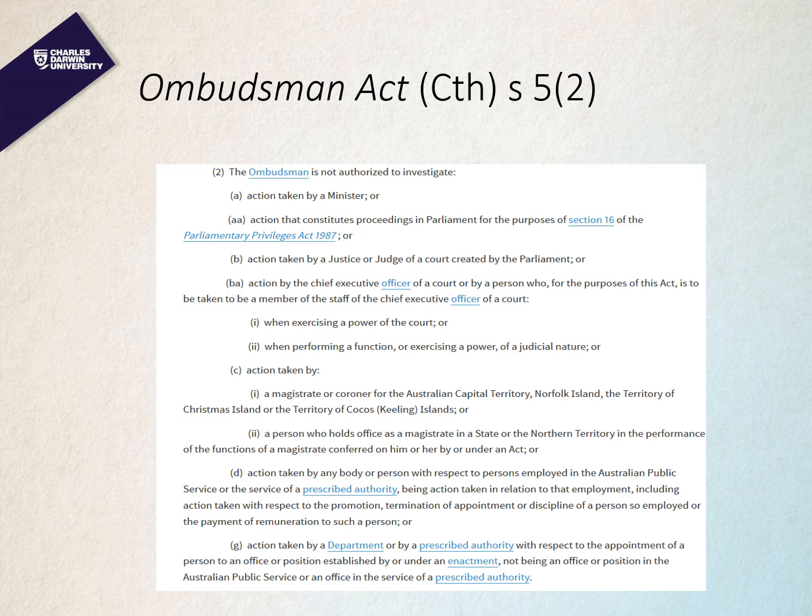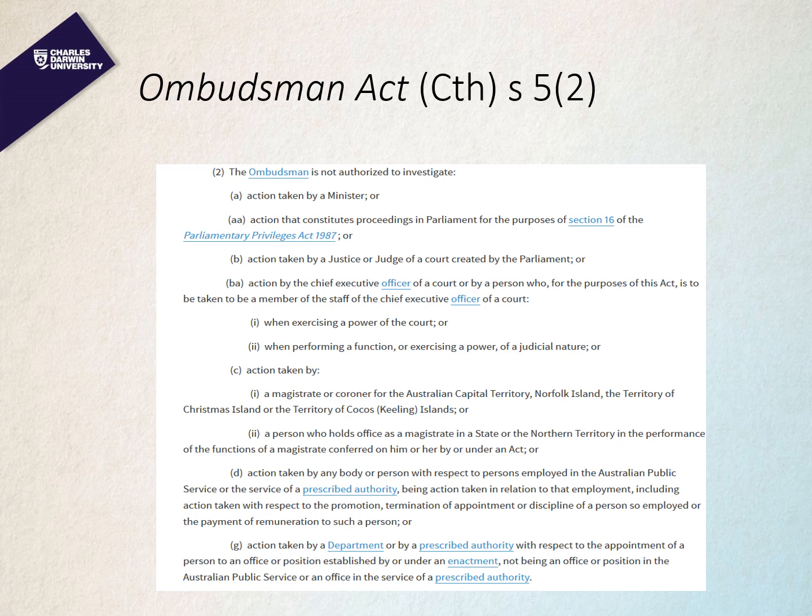So if you're aggrieved by something that they do, you've got your remedy within the judicial system. You don't want the Ombudsman interfering with that. And for the same reason, we've got exclusions for magistrates or coroners. We've also got exclusions for actions taken against public servants at federal level, including promotion, appointment, termination of appointment, discipline, payment and remuneration, and so on.